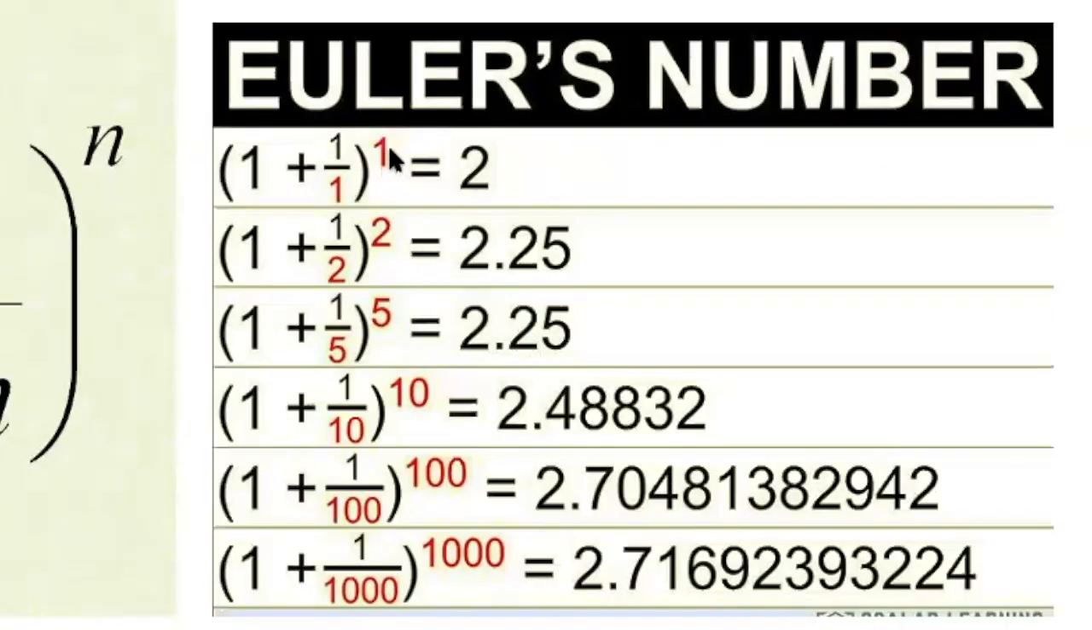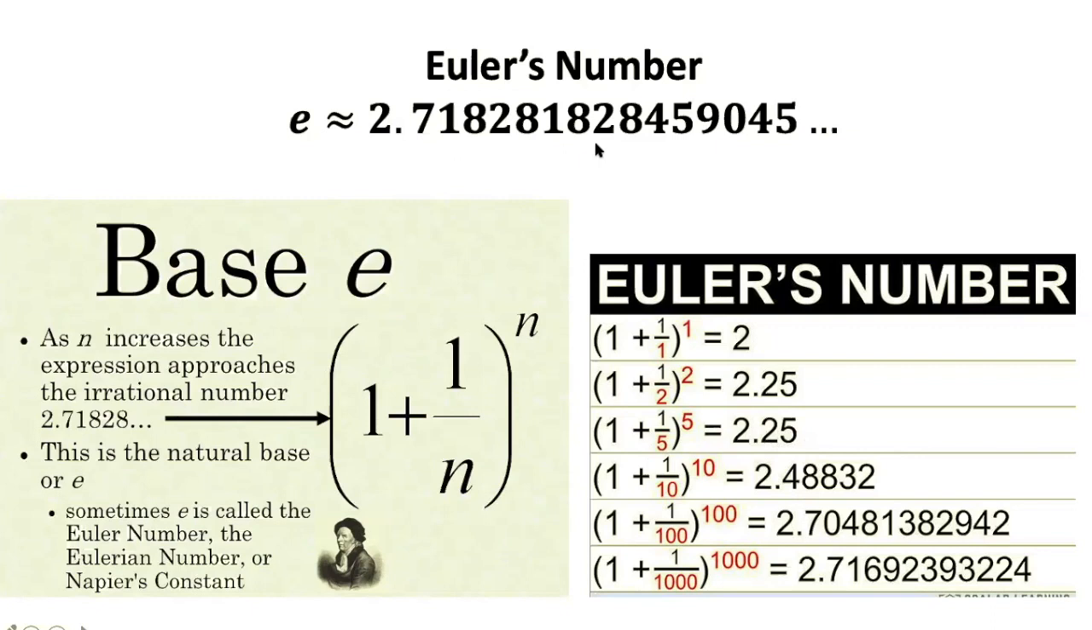Here n is 1, we get 2. When n is 2, we get 2.25. For the next one, we again get approximately 2.25. And you can see as I increase my n value, the numbers will get closer and closer to e. E shows up in a lot of places in the natural world, which is interesting. It's also used a lot in calculus.